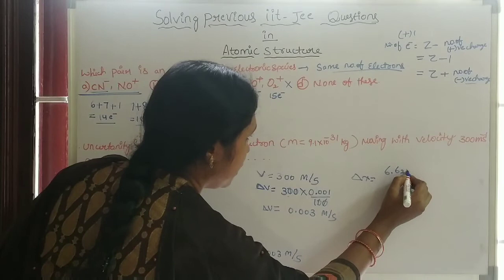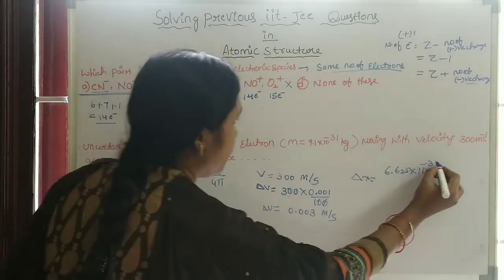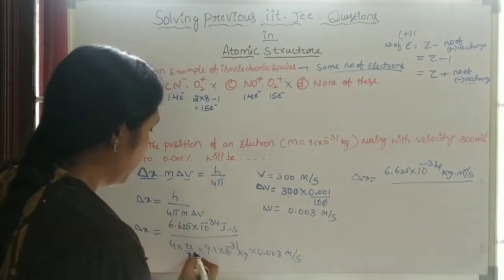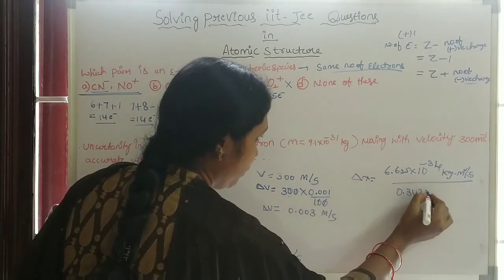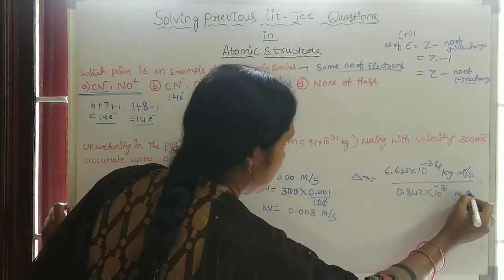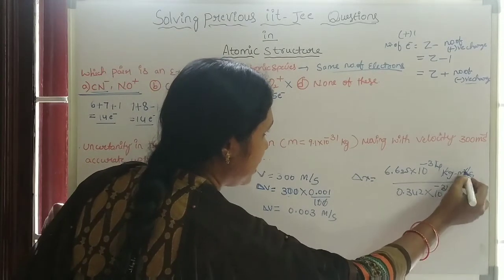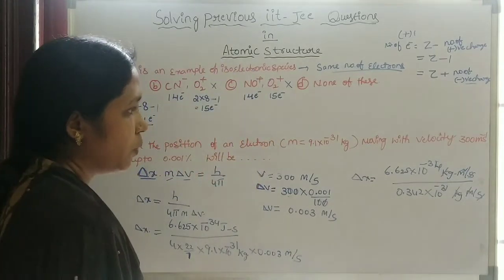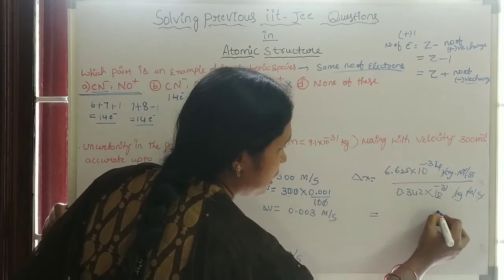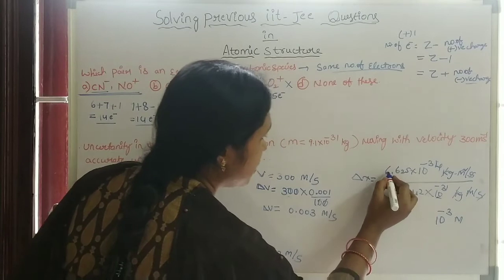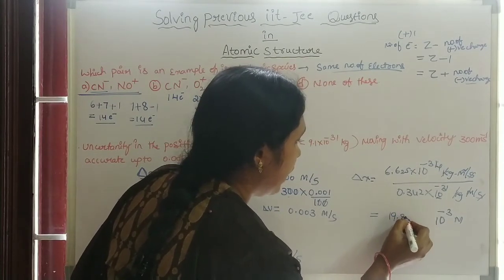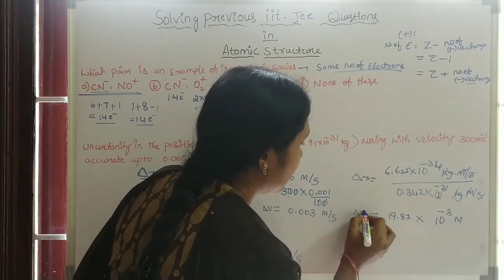Delta x equals 6.625 into 10 power minus 34 joule second. Joule second we will write in the form of kg meter square per second, divided by the multiplication of all, we will get 0.342 into 10 power minus 31 kg meter per second. So kg will be cancelled, meter square will be cancelled and second cancelled. So we have the unit meter. Okay, 10 power minus 31 going to 10 power plus 31, that means 10 power minus 3 meter. Okay, 6.625 by 0.342 gives 19.87 into 10 power minus 3 meter. These are the answers.